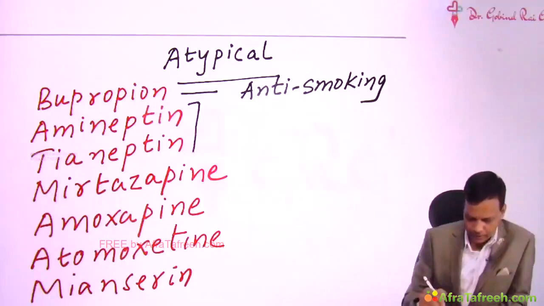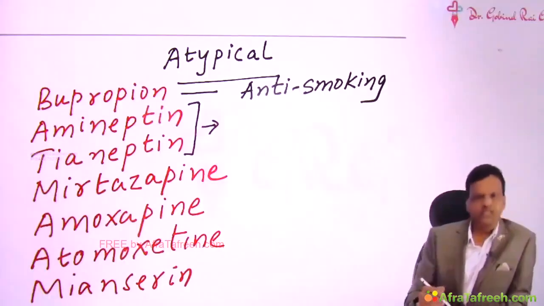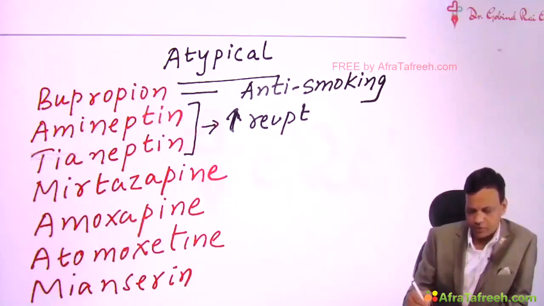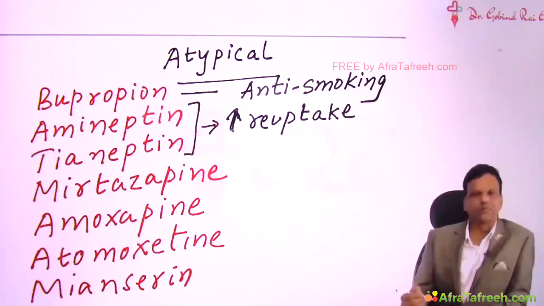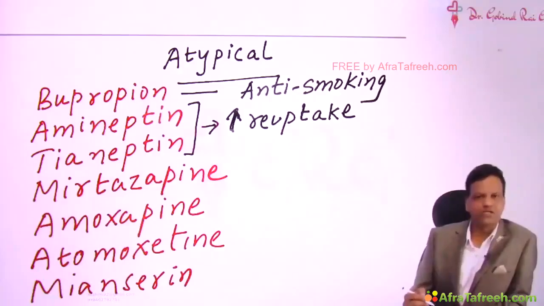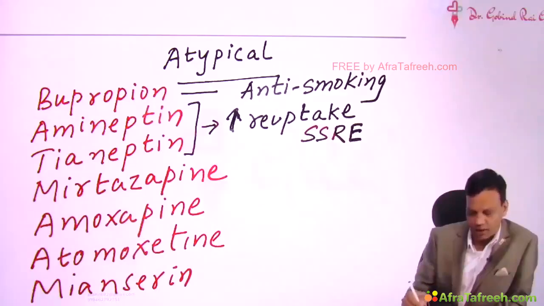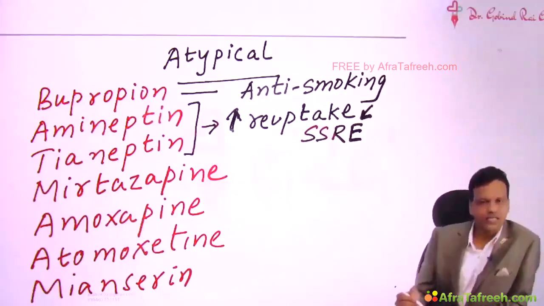Amineptine and tianeptine, instead of inhibiting, enhance or increase the reuptake of serotonin, but still they are used as antidepressants. The exact mechanism is not known. But if the question is asked which of the following is a selective serotonin reuptake enhancer, not inhibitor, enhancer, then the answer is amineptine or tianeptine.